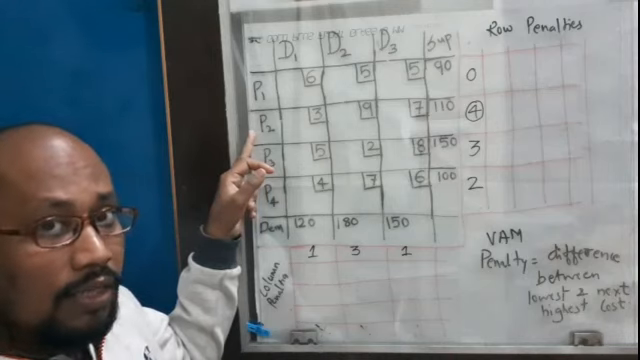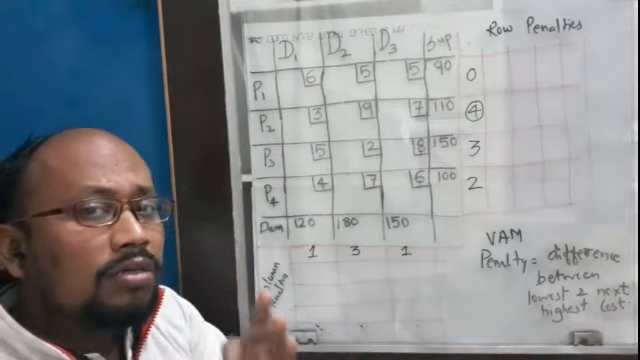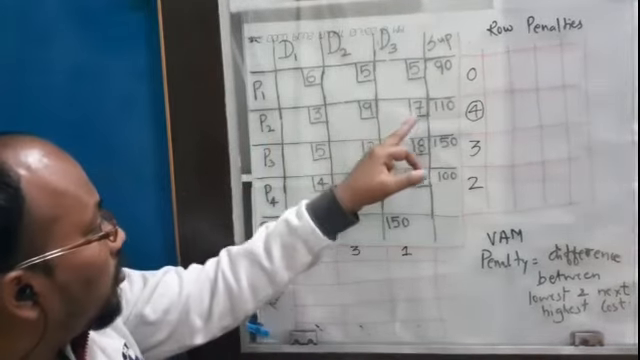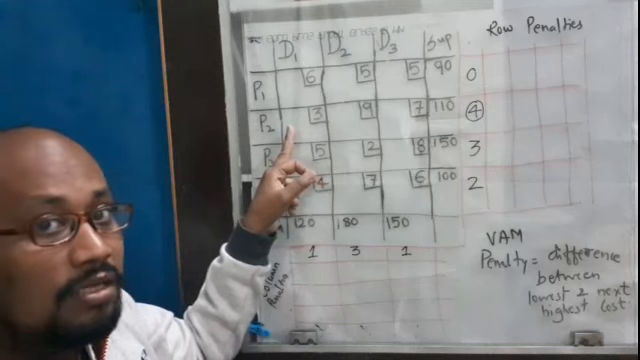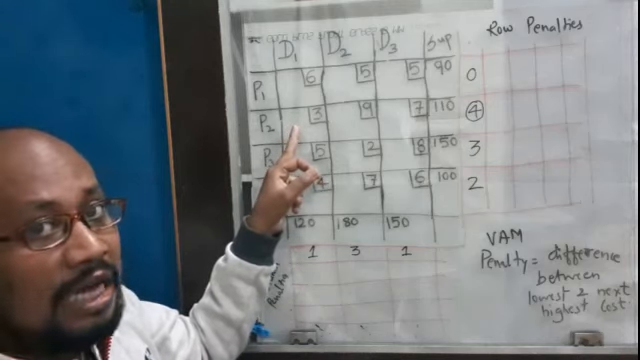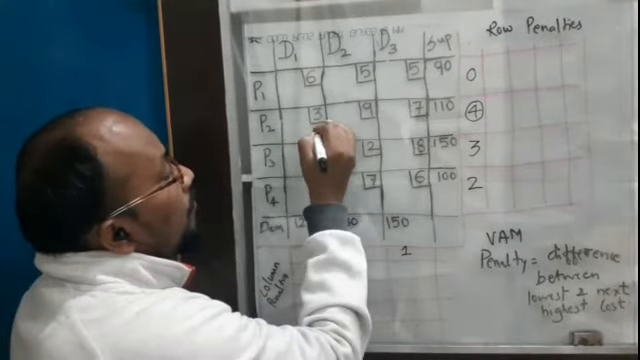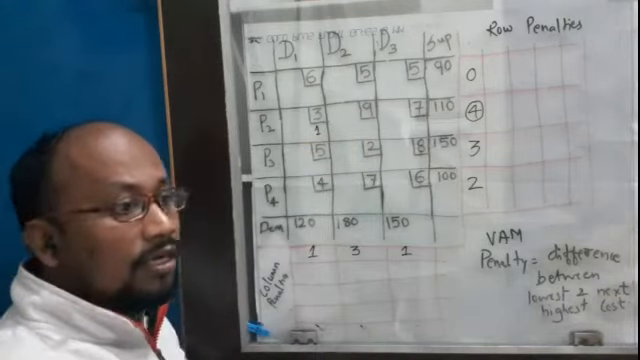But where to allocate then? In this highest penalty row, select the lowest cost cell. Which is the lowest cost cell here? 3. 3 is the lowest cost cell, so we will allocate here first. Okay guys, so 3 is our first allocation.